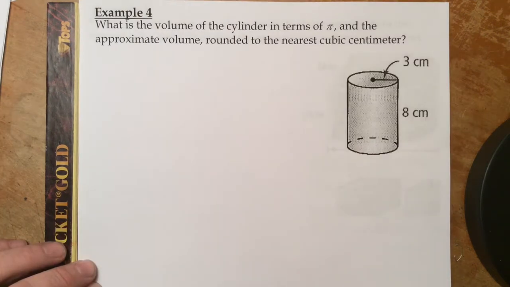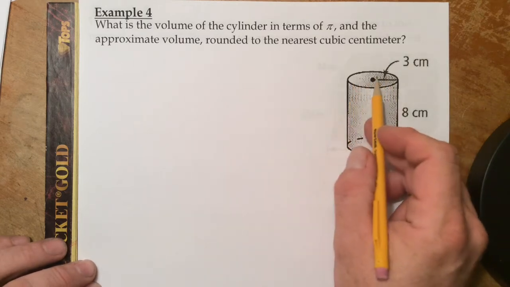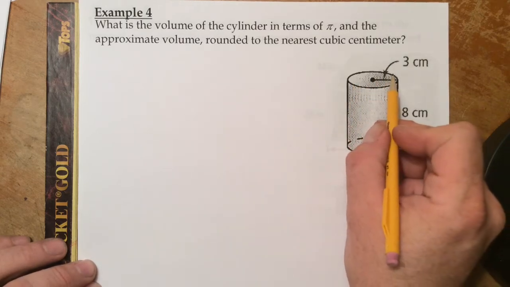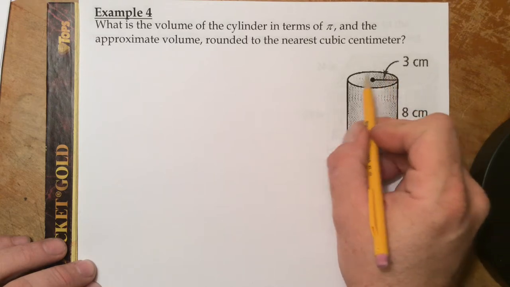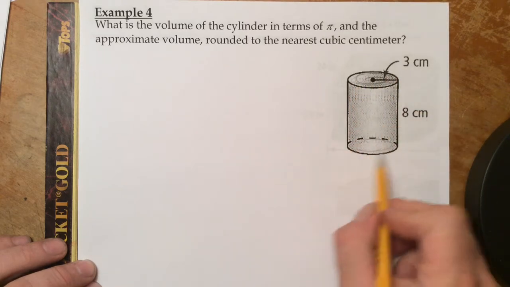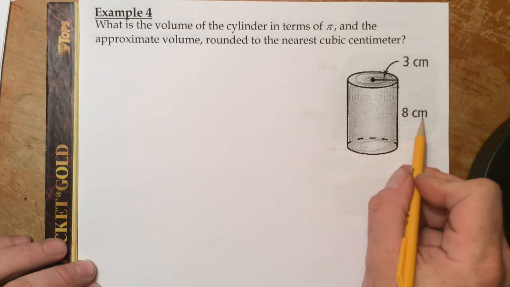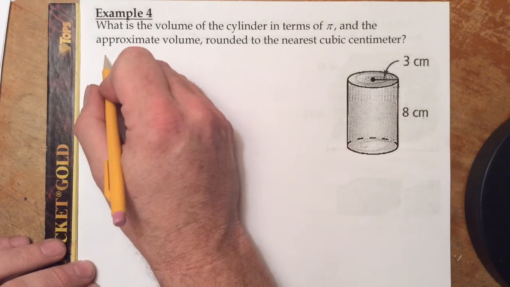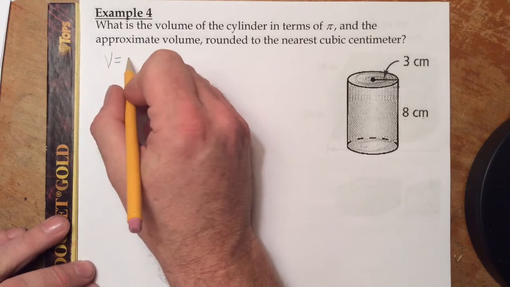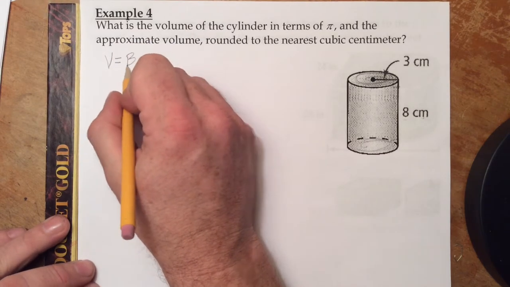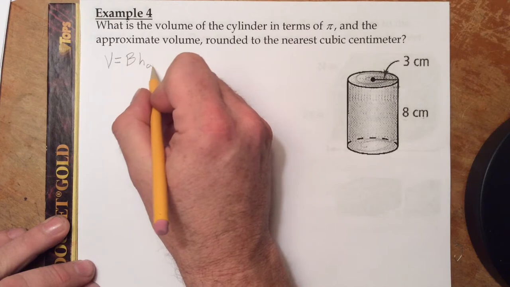Example 4. What is the volume of the cylinder in terms of pi and the approximate volume rounded to the nearest cubic centimeter? Here we have a cylinder, the base, with a radius of 3 centimeters. Here are the two bases, here and here. The height between the two bases and perpendicular to them is 8 centimeters. So for the volume of a cylinder, we start off with the volume is the area of the base face times the height of the cylinder.